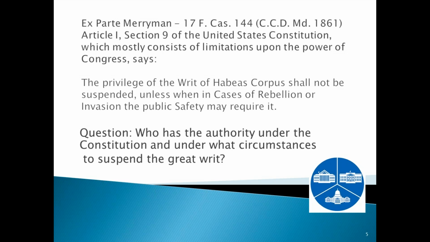So to give you some background, the writ of habeas corpus section of the Constitution is in Article 1, Section 9, and it reads in full, the privilege of the writ of habeas corpus shall not be suspended unless when, in cases of rebellion or invasion, the public safety may require it. So the question here for discussion, and I want to open it up for a little bit, is who has the authority under the Constitution to suspend the writ of habeas corpus? Does anybody want to chime in?